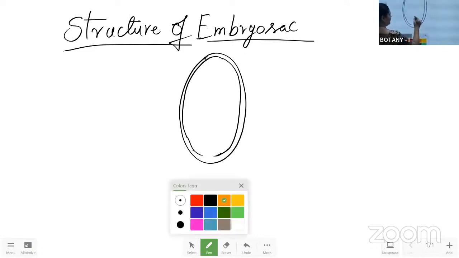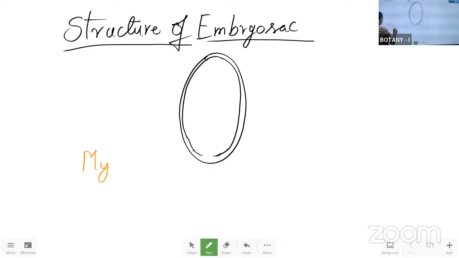Okay, now we have to draw the ends for this embryo sac. First of all, if you know the ends, then the organelles in this will be very clear. The downward portion where we have left an opening for the membrane, that is the micropylar end. And the opposite one, the topmost portion of the embryo sac, that end is the chalazal end.